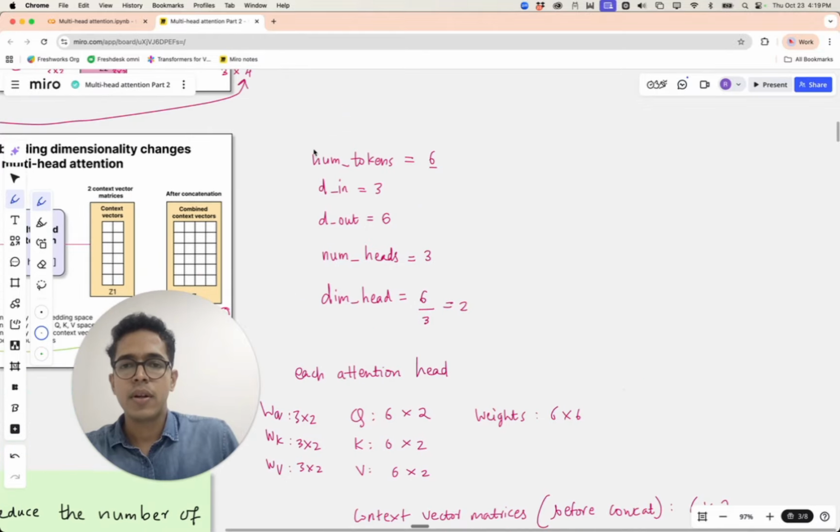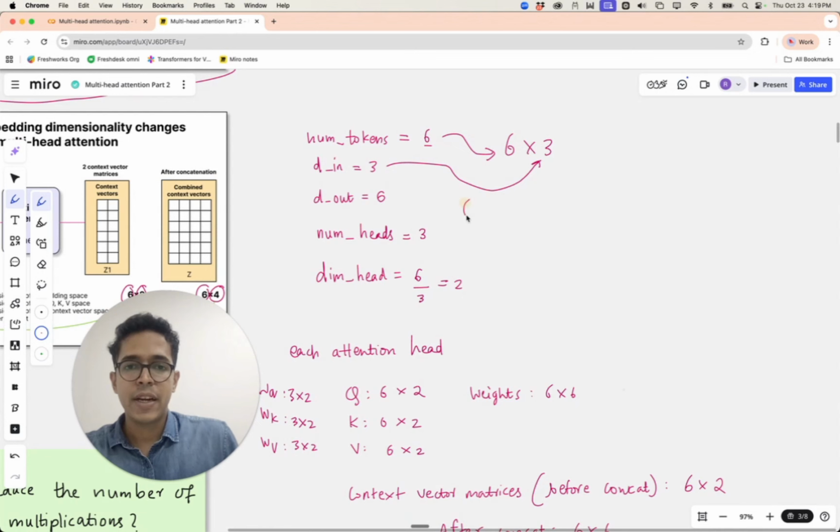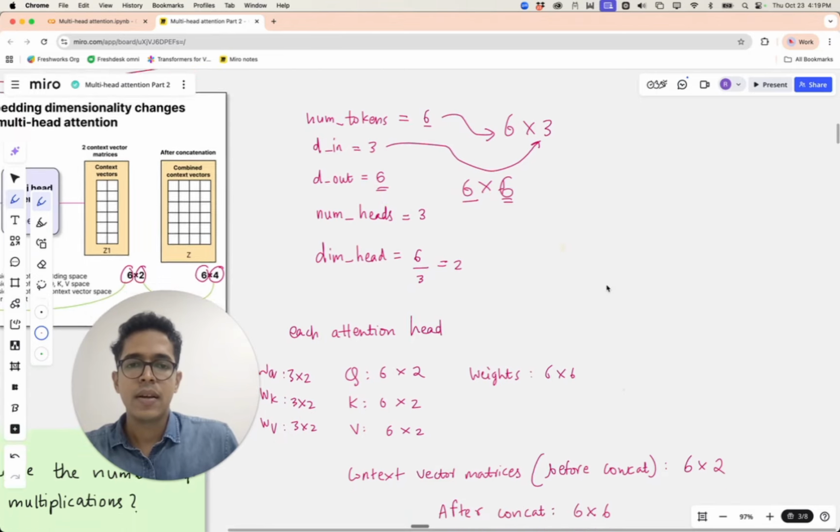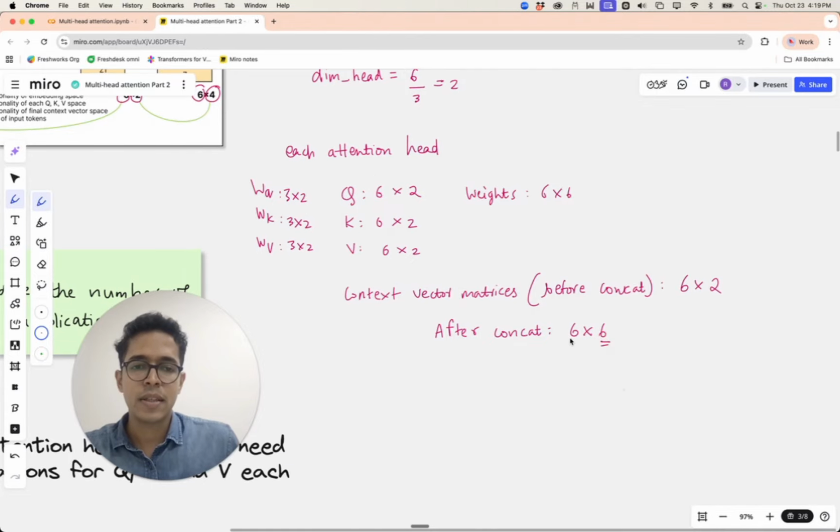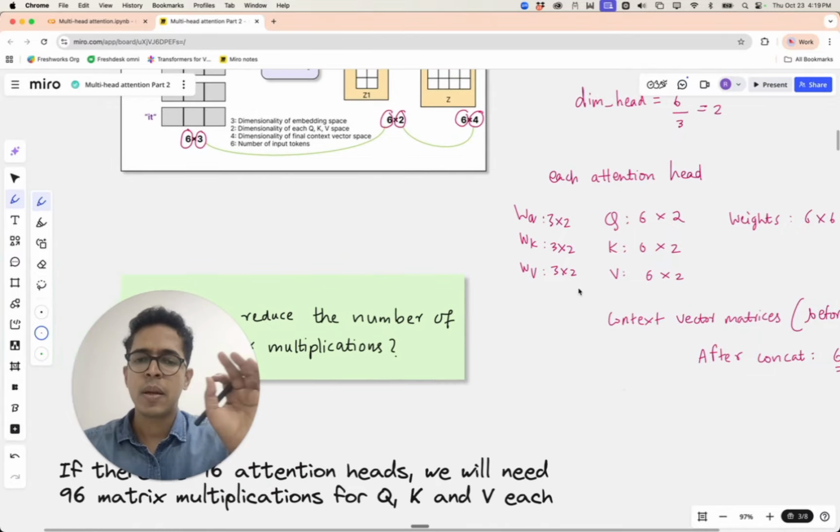So your input was 6 by 3. You had 6 tokens, each with dimensionality 3. But your output, you were expecting to have 6 by 6 because you have 6 tokens, and D out you are defining to be 6. And here you can see that your D out is 6, number of tokens is 6. So this is what we do in the simplest implementation of multi-head attention.